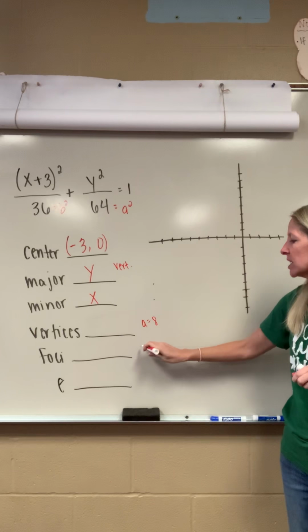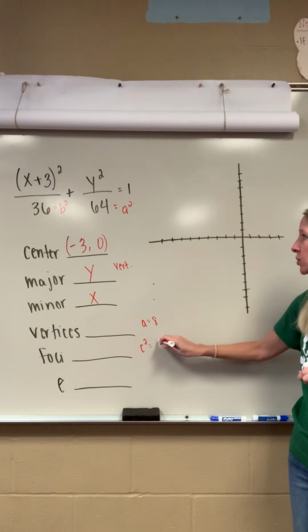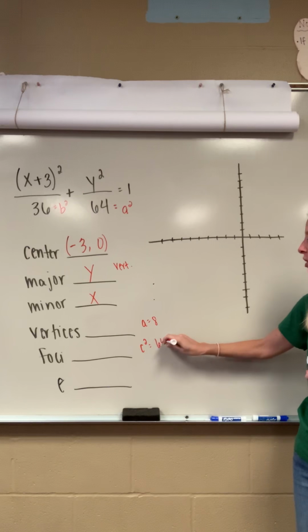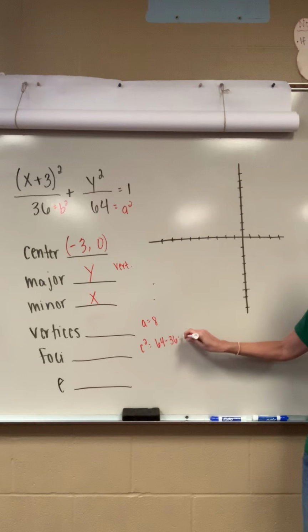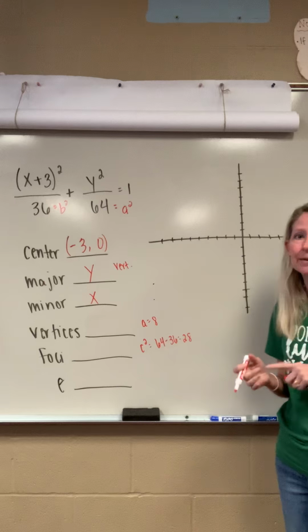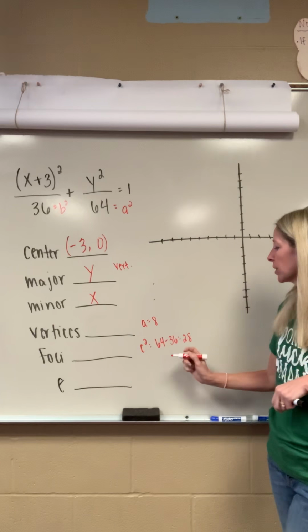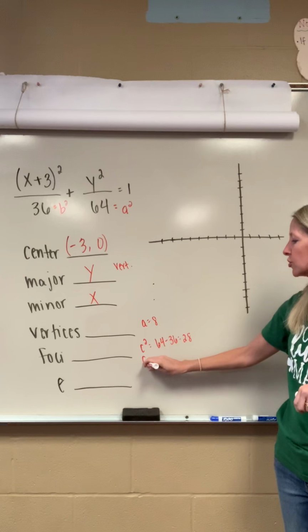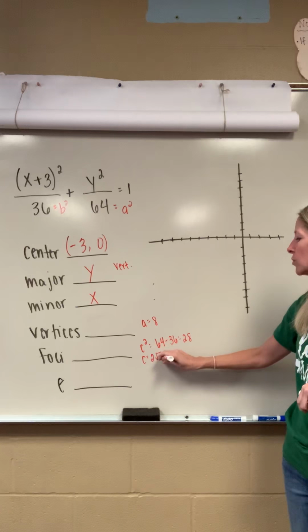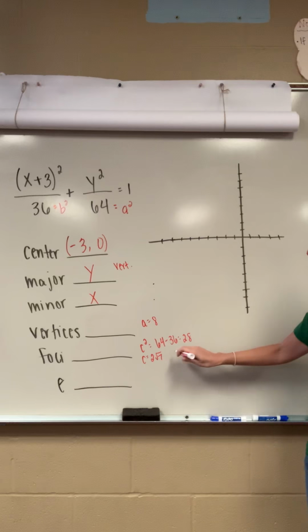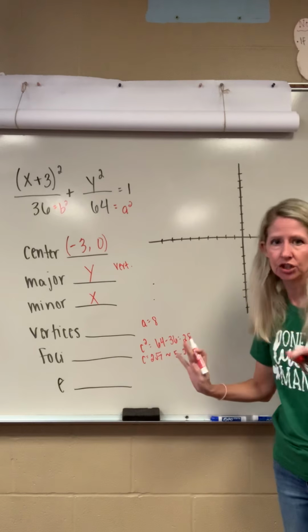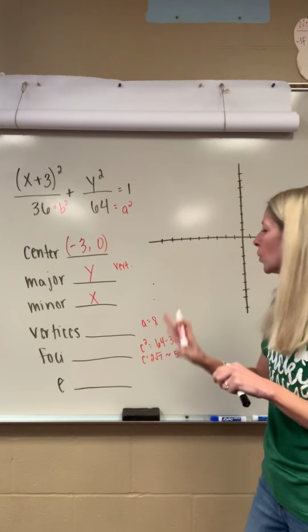For the foci, we need to use c². c² is equal to a² minus b². We're going to do 64 minus 36. Now that gives us 28. There's not a perfect square root of 28, so here's what we're going to do. We're going to factor tree that, and when you factor tree, you're going to get 2√7. If you did this on your calculator, you'd get like 5.2-ish, give or take. We'll worry about that in a minute.